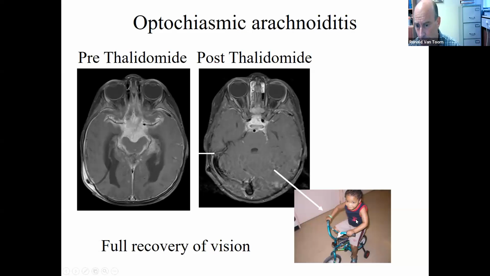You can see this young man is riding his bicycle and is looking at the camera. So we're able to obtain normal vision in this patient by using thalidomide.